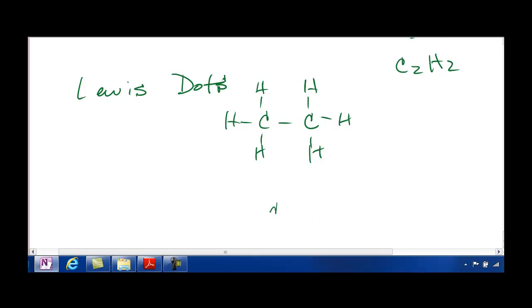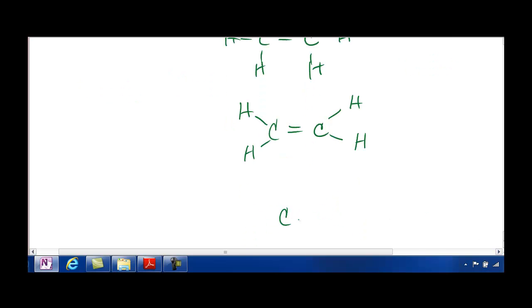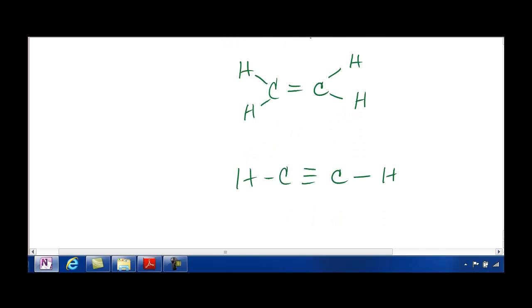C2H4, we just did a minute ago. And C2H2 I just finished doing. This is acetylene, what the torches have. It is a very flammable gas that we use for torches.